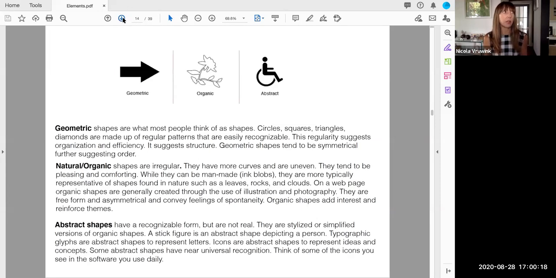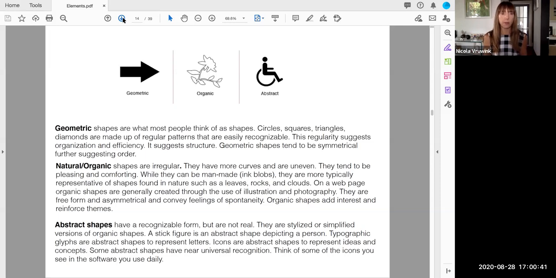Commonly, when we think of shapes or planes, we do think of geometric shapes. These are things like circles or triangles or squares or octagons. They have regular patterns that are easily recognized. The regularity suggests an organization and an efficiency. It also suggests structure. So geometric shapes do tend to be more symmetrical, which also further suggests order.